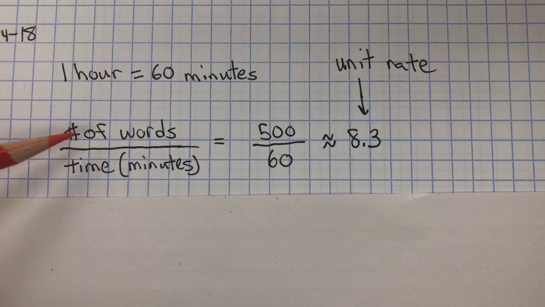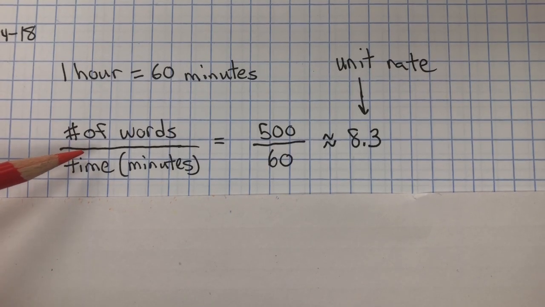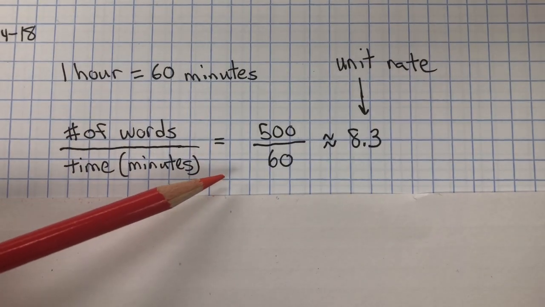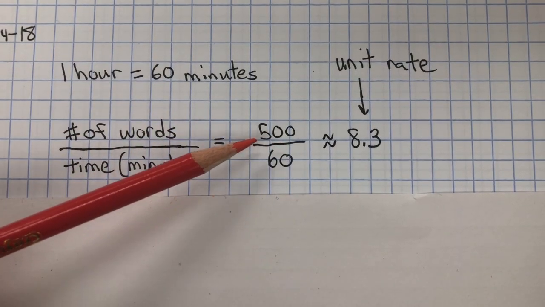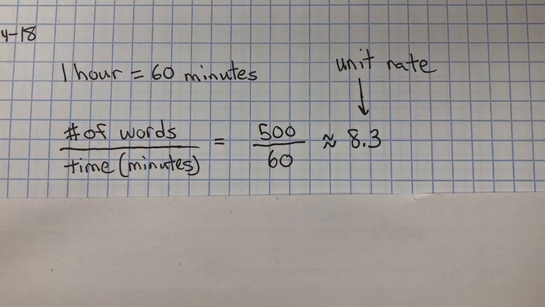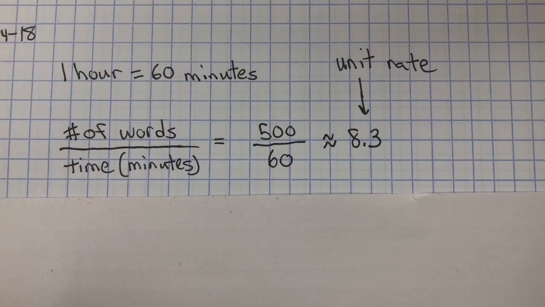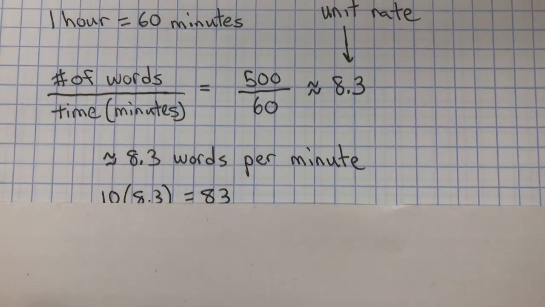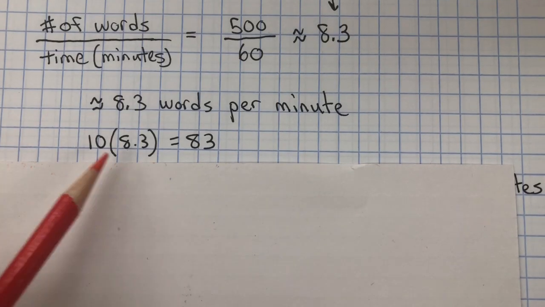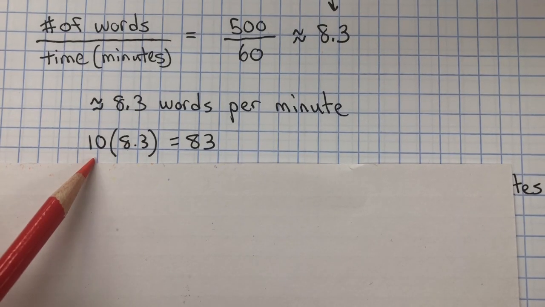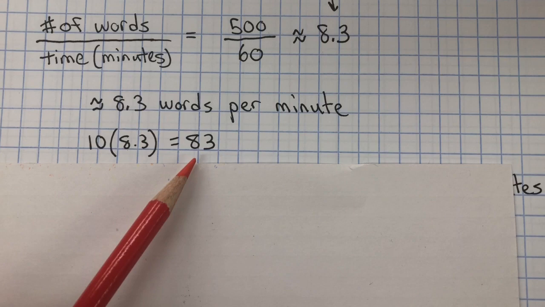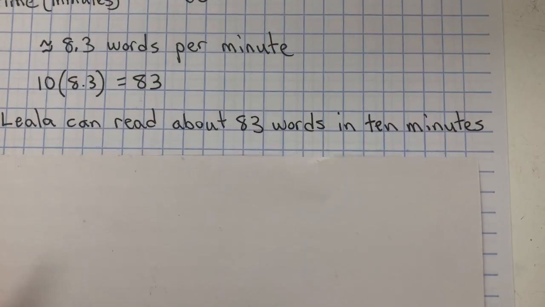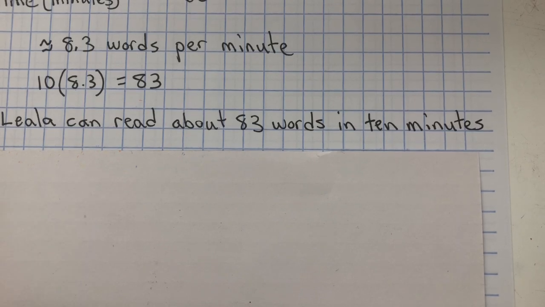So if she has 500 words in 60 minutes, we're finding the unit rate. 500 divided by 60 is approximately 8 3/10. So 8 3/10 words per minute. If we multiply that by 10 to find how many she can do in 10 minutes, we get approximately 83. So Leah can write about 83 words in 10 minutes.